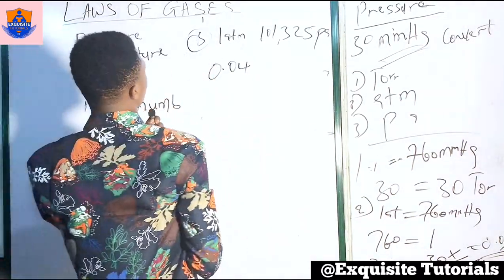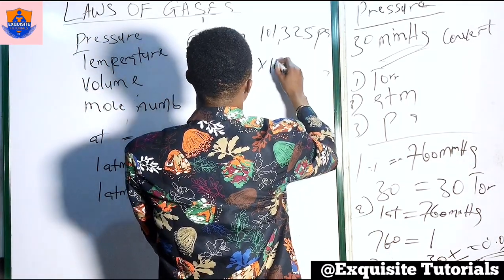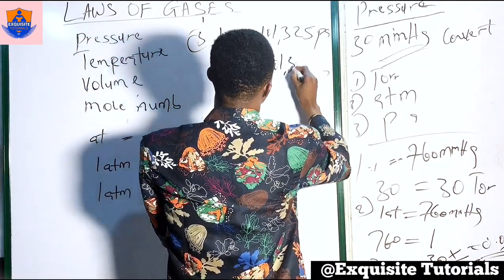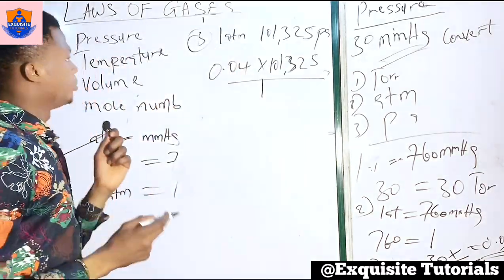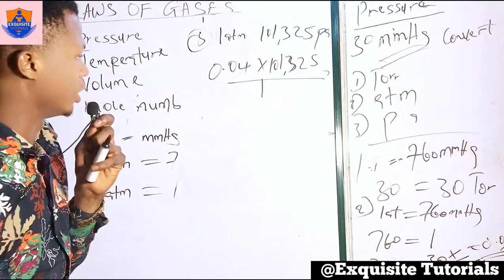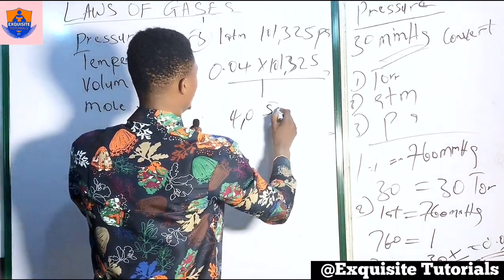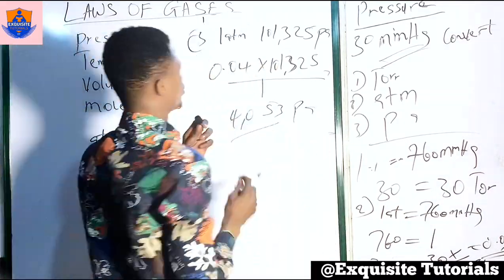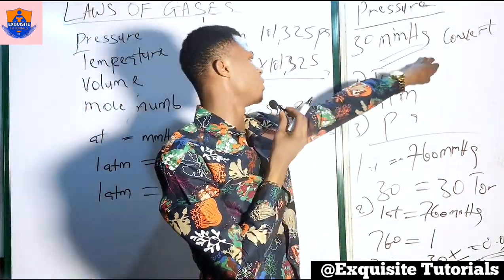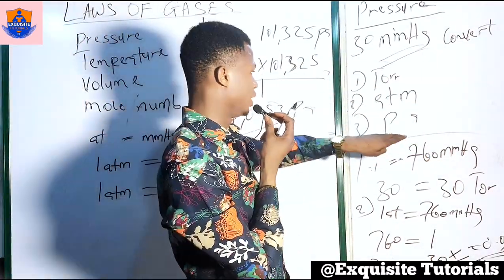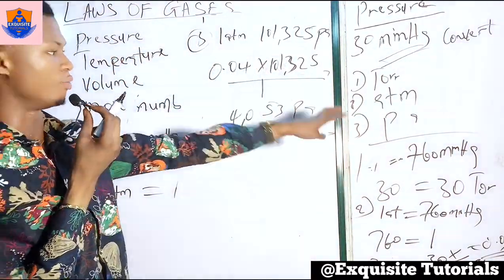0.04 ATM will be equal to 0.04 times 101,325. This is divided by 1, because we have already converted to ATM before, getting 4,053 Pascal. So we have succeeded in converting our pressure in millimeter mercury to torr, to ATM, and to Pascal. Now by watching this, I understand that you should be able to convert this.